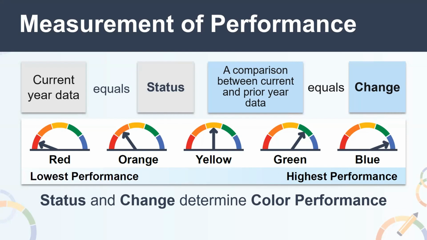It's the combination of status and change that determines color performance on the dashboard and is designated by receiving a color, ranging from red at the lowest performance level to blue at the highest performance level. Performance levels on the dashboard, as shown in 5 different colors, range from lowest to highest performance as red, orange, yellow, green, and blue.